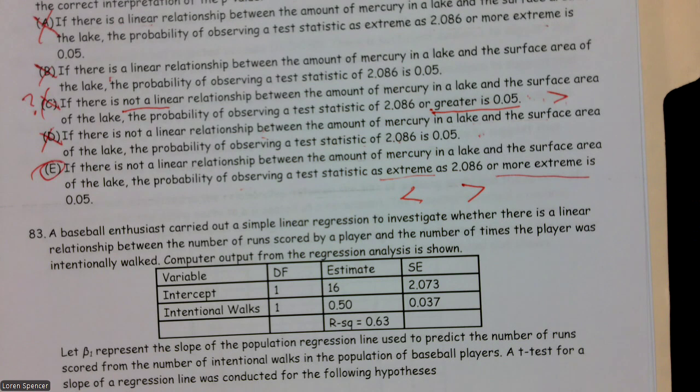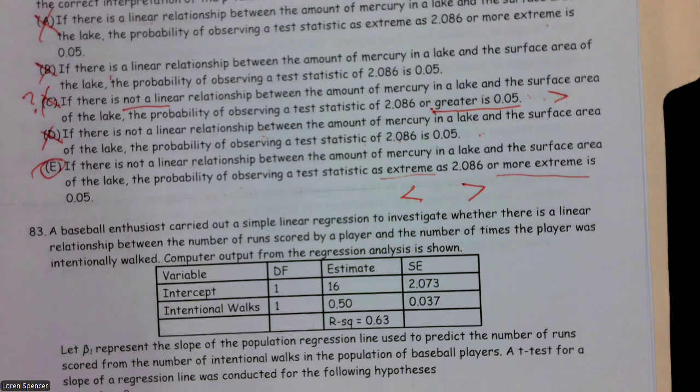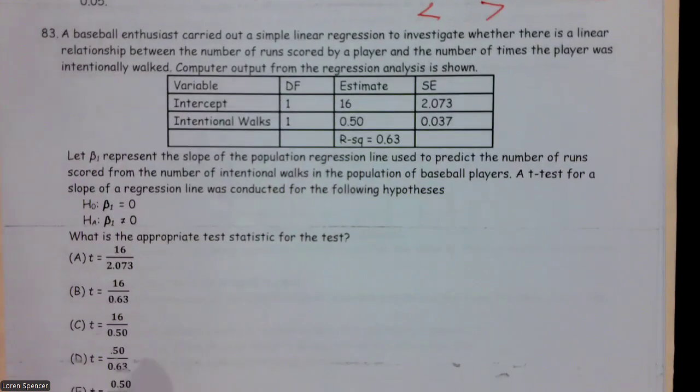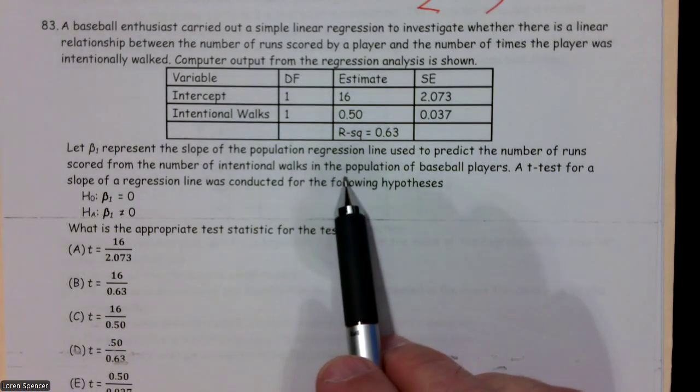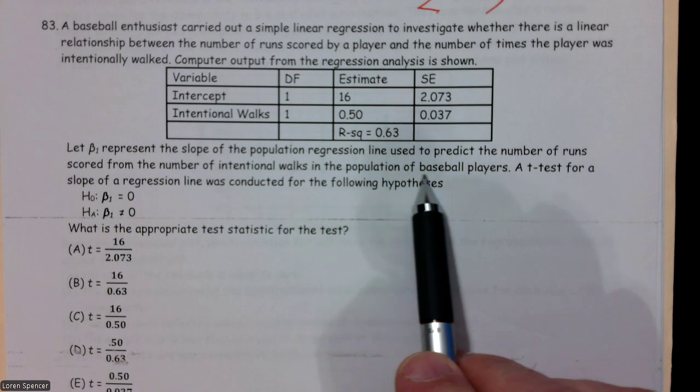All right, 83. A baseball enthusiast carried out a simple linear regression to investigate whether there's a linear relationship between the number of runs scored by a player and the number of times the player was intentionally walked. Computer output for the regression is shown. Let B1 equal the slope of the population regression line used to predict the number of runs scored from the number of intentional walks in the population of baseball players.